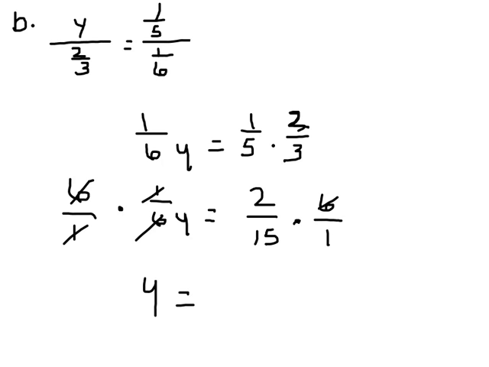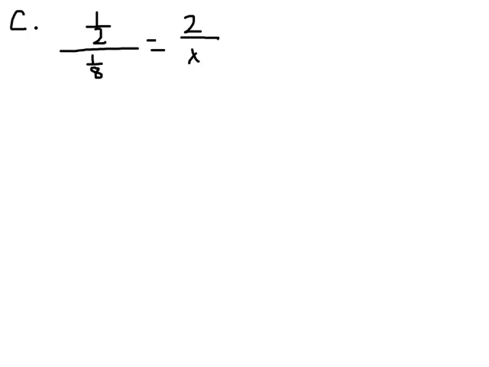And here, 6 and 5 have a common factor, and that would be 3. 3 will go into 6 2 times and into 15 5 times. So 2 times 2 is 4, 5 times 1 is 5. So y is equal to 4/5.